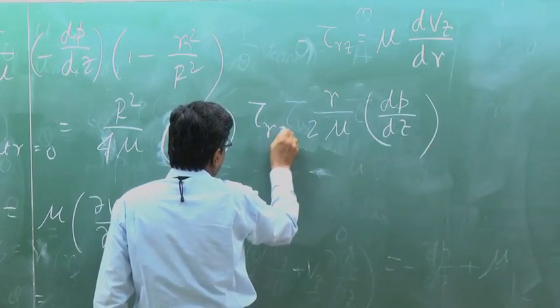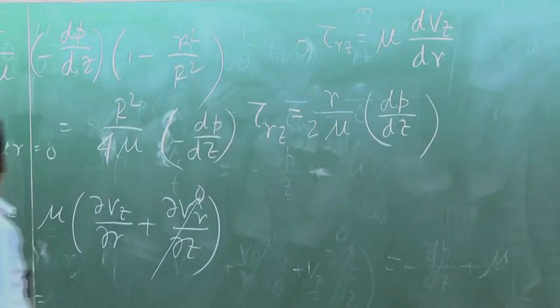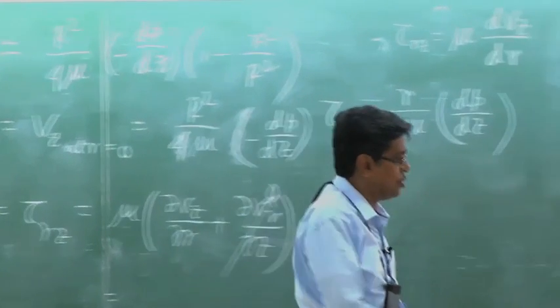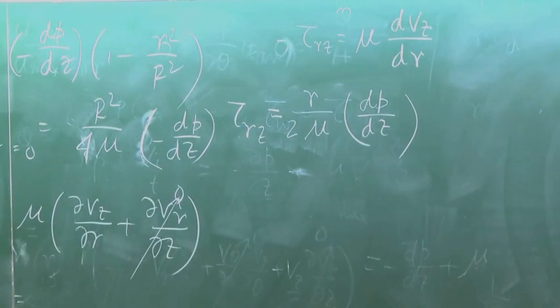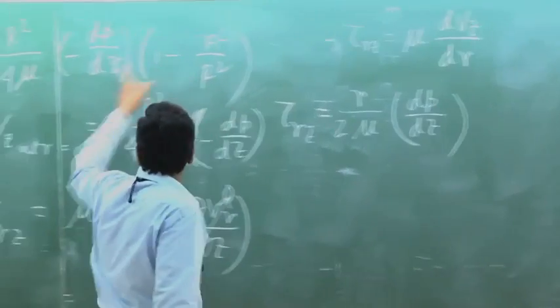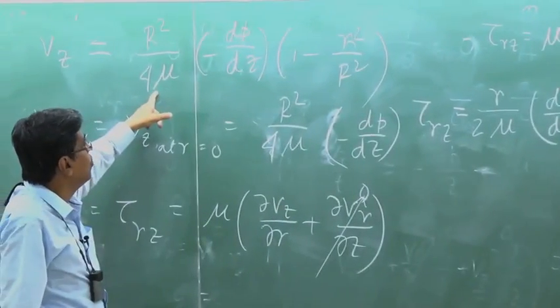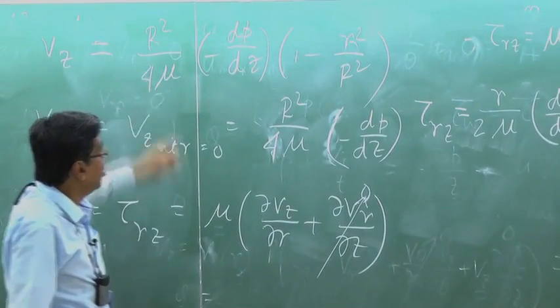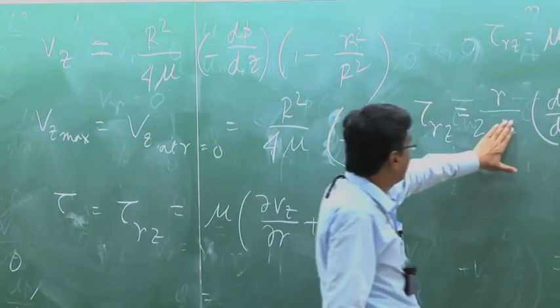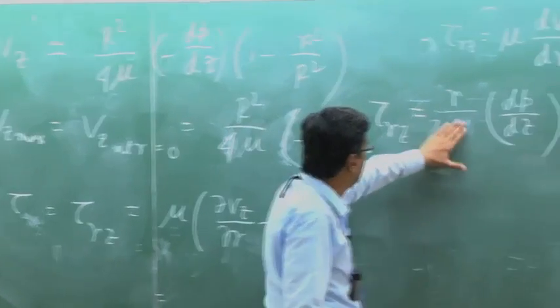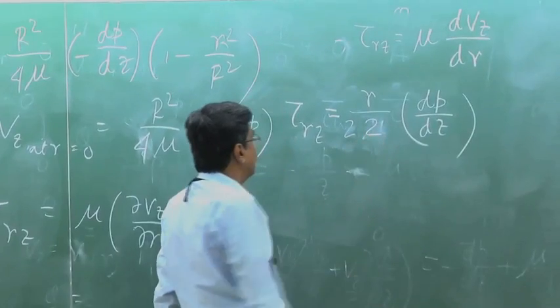Tau rz is r by, that means you get dVz dr from here. I have rubbed this, dVz dr was there in the solution. So if you substitute dVz dr, you get tau equal to r by 2 mu. You get 2r, the 2 cancels, and 2 mu r square. Oh, mu also will not be there, it is r by 2 dp dz. Very good. There is no mu.